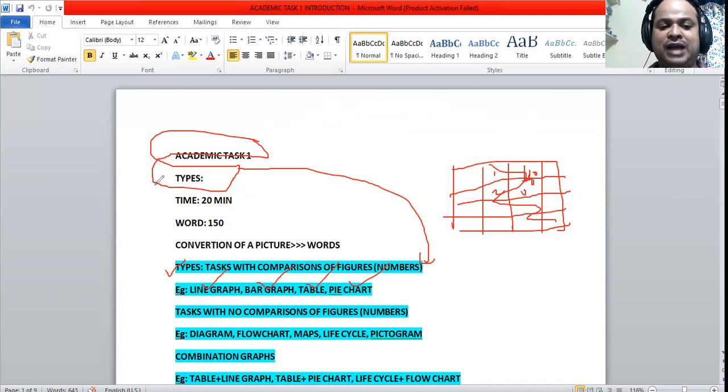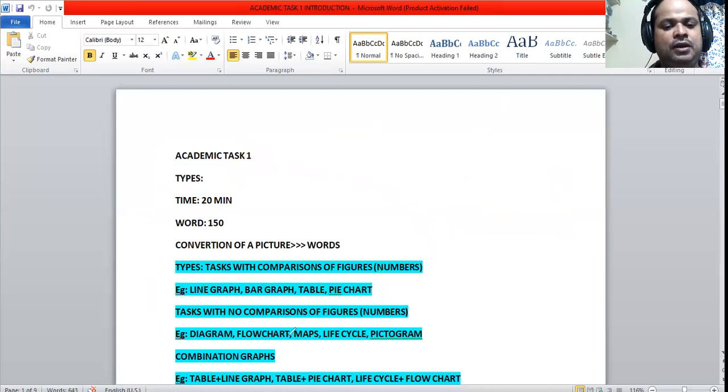And we have type 2, tasks with no comparison of figures, that is, numbers. Here we have maps, pictograms, life cycles, and process diagrams, where we don't have numbers like 25, 26, 27. So here it is diagrams, flow charts, maps, life cycles, or pictograms.